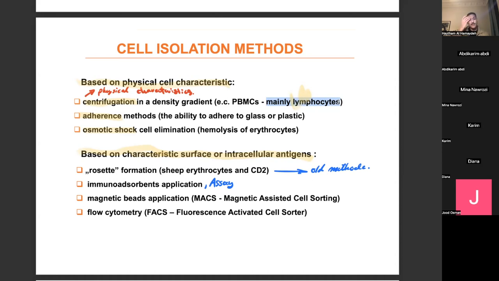The second thing, adherence methods: the ability to adhere to glass or plastic.